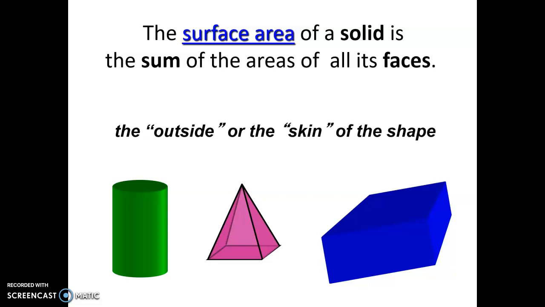So the surface area is defined as the sum of the areas of all its faces. Pretty simple. You take a look at all the faces making a solid, you find the area of each face, and you add them up. That is your surface area. It is kind of like the outside or the skin of a shape, which is different than the volume. The volume was all about that space inside a shape. We've been looking at that. But now we're talking about the surface or the skin of the shape.